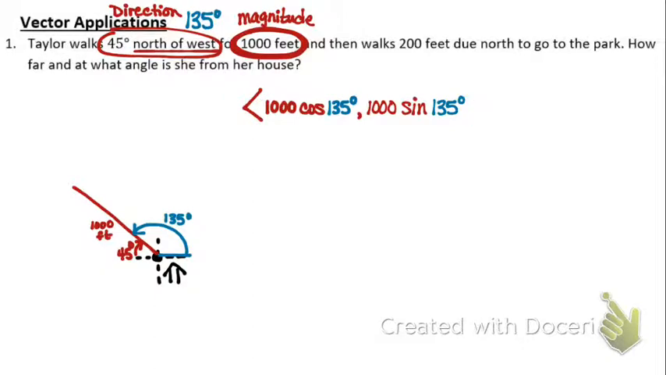You guys okay with that vector? That describes the first little leg of her journey. What did she do after that? She went due. What does due north mean? Straight up. So I'm going like this for 200 feet. Is 200 feet direction or magnitude? Magnitude.